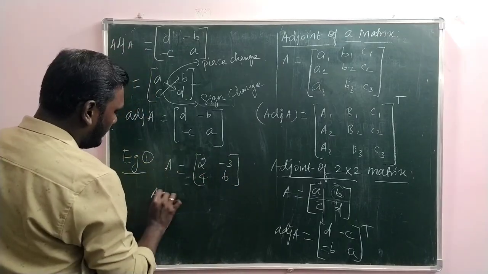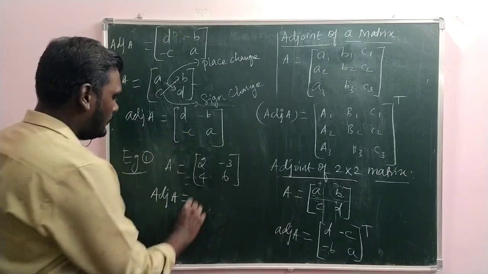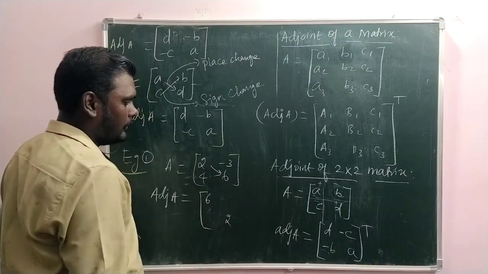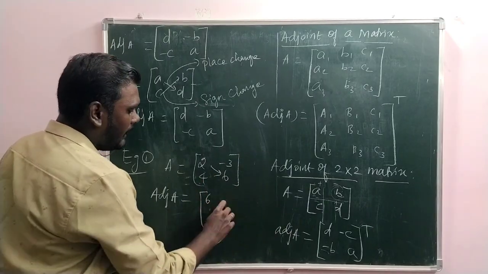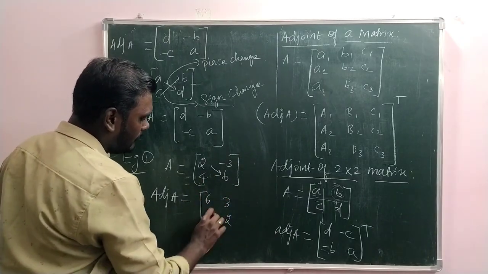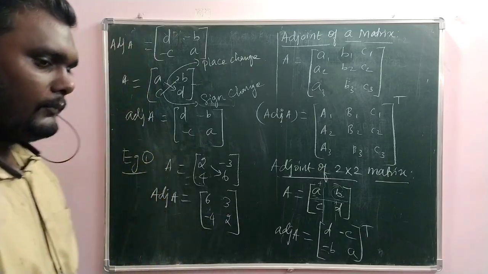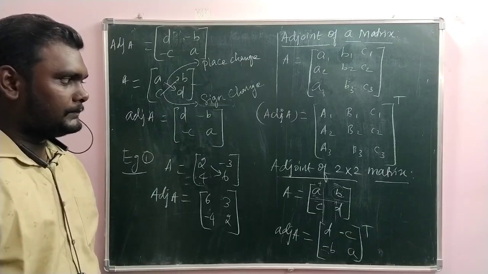Now the adjoint of A, directly you can write. How can we write? Here we change the places, so here 6, 2, and in the other direction we change the sign. So here minus 3 means positive 3, and plus 4 means minus 4. Alright. That is it. Directly the adjoint. Any doubts on this?